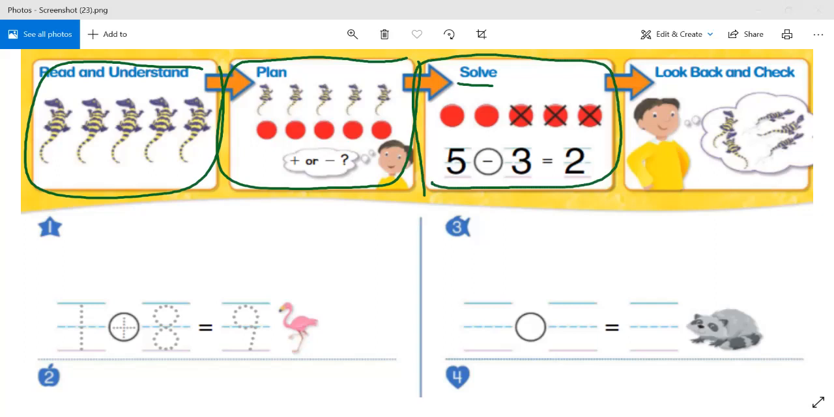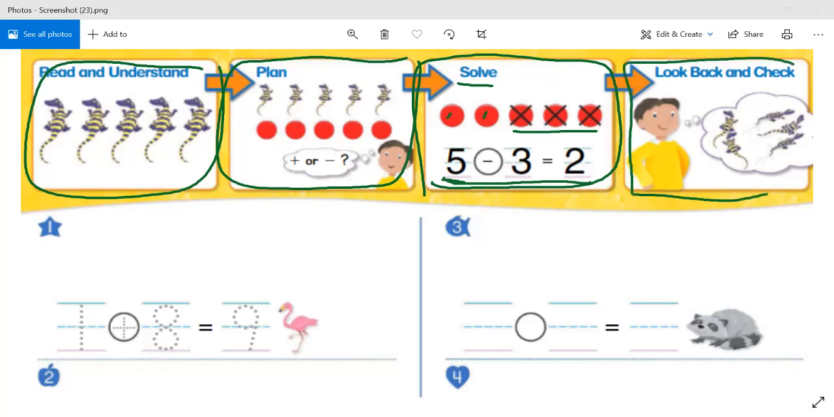Well, we can mark an X on 3 counters, and we can count the counters that are left. So we had 5 in all. Remember, 3 baby alligators walked away. So how many are left? Let's count them. 1, 2. So 5 minus 3 equals 2.